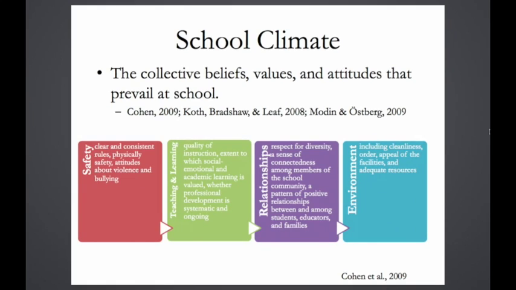What about teaching and learning? So the quality of instruction, the extent to which social, emotional, and academic learning is valued, whether professional development is systematic and ongoing. Relationships, which I would argue are the first R of education. Is there respect for diversity in your school, a sense of connectedness among members in the community, a pattern of positive relationships between and among students, educators, and their families?